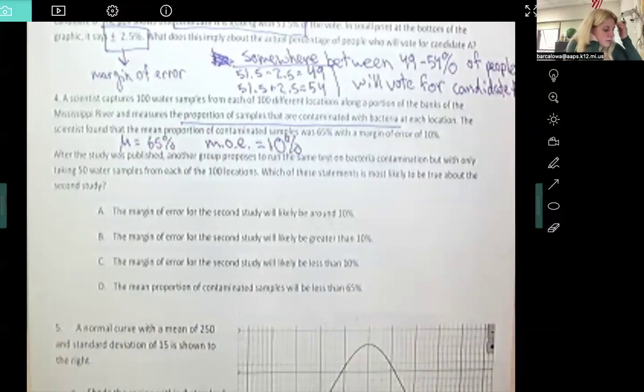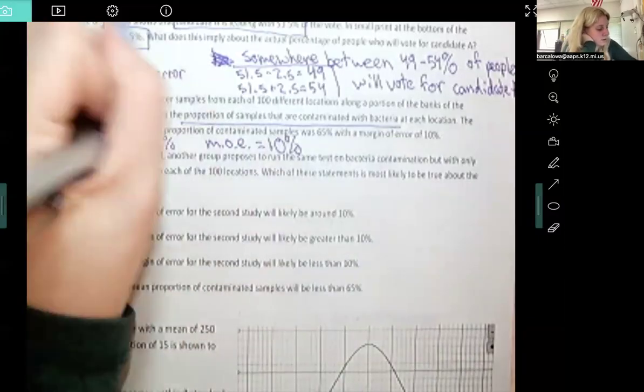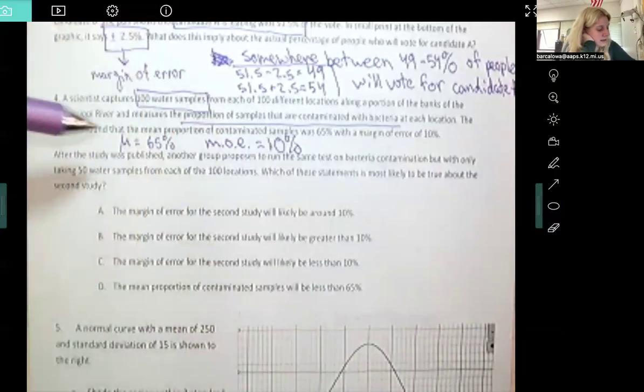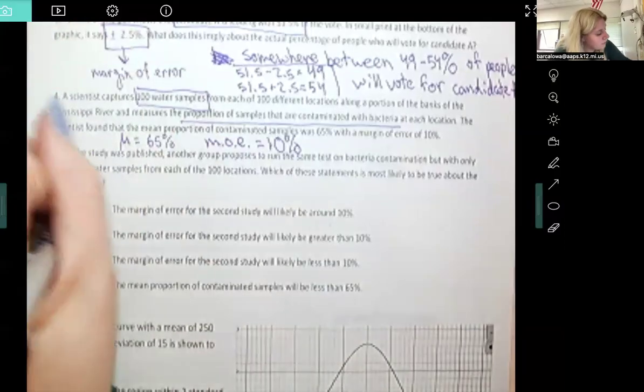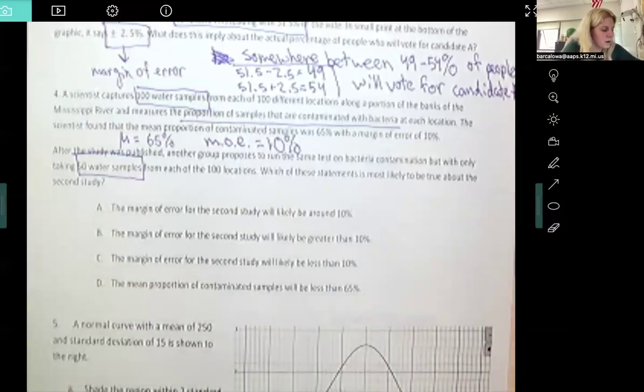After the study was published, another group proposes to run the same test. Oh, and this one's 100 samples. That's kind of important too. Same test, but with only 50 water samples. So which one will be true about the second study?